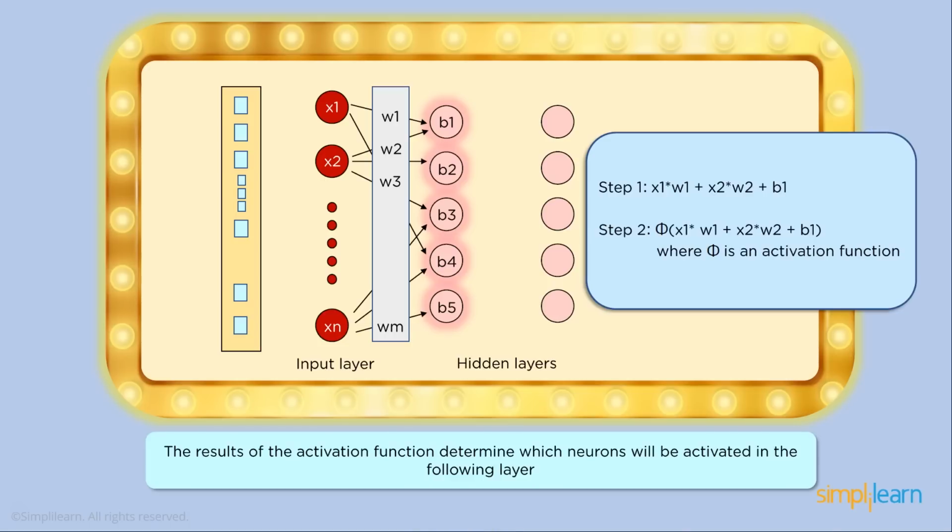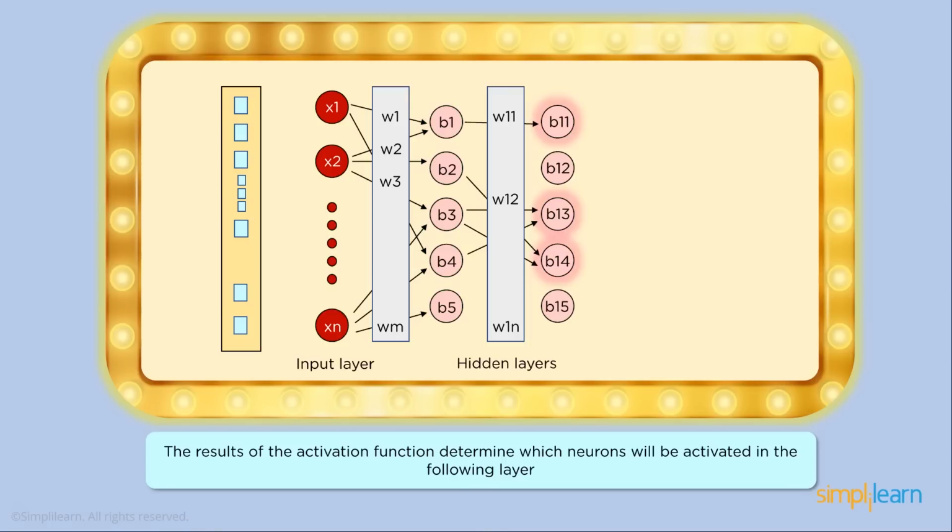So you can see here we have B1, that's what we looked at with x1 and weight 1, x2 and weight 2, and then you would compute B2 the same way, and B3 the same way, and B4 and B5 and so on. So each neuron has an input from all the input layers going into each of the hidden layer neurons, the first hidden layer. The result of the activation function determines which neurons will be activated in the following layer, and then that activation number goes off to the next layer.